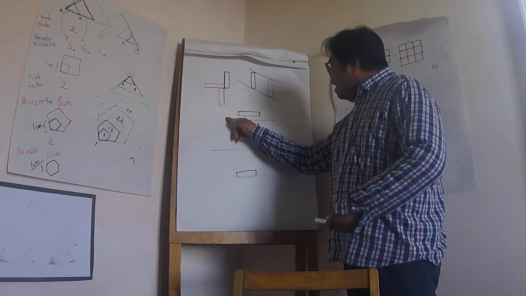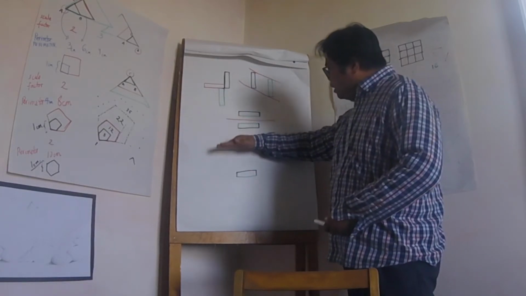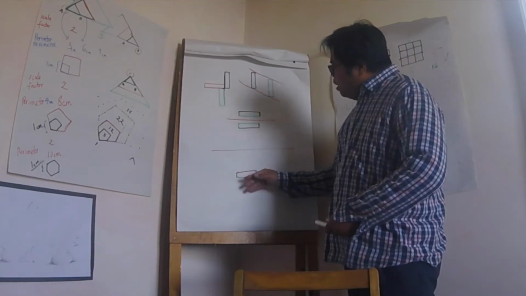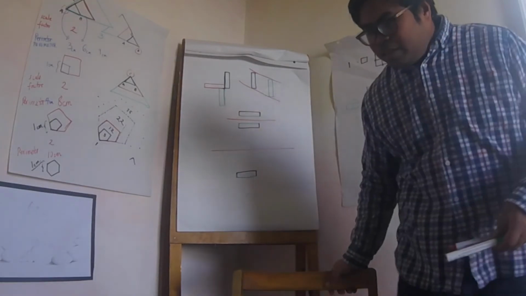You have to have a line of reflection. And if the line of reflection is in here, it should be correspondingly observed as well. Those are the things that need to be done.